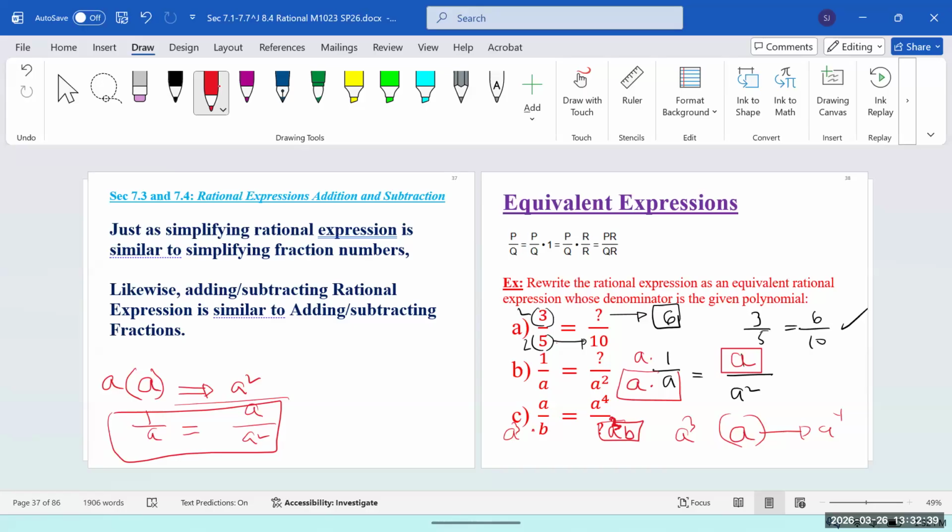So multiply numerator and denominator. The denominator becomes a cube b. So understand, a cube and b are individual values. A cube b is a multiplication, a cube times b. So it's one thing, the product of a cube and b. This is the baby step, like how you get an equivalent expression.